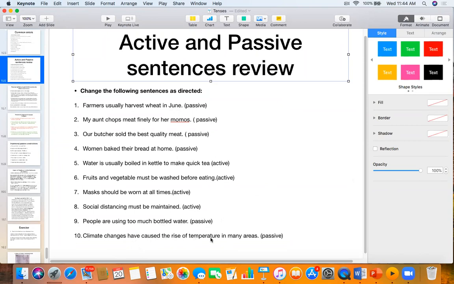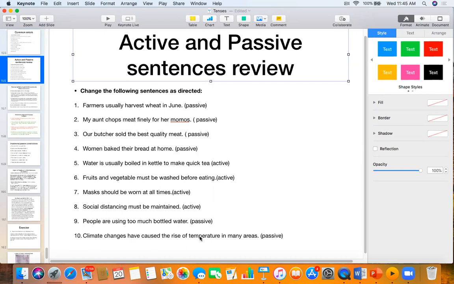The rise of temperature in many areas has been caused by climate changes. Be very careful over here. They did the present perfect. So has been here, because why is it has?